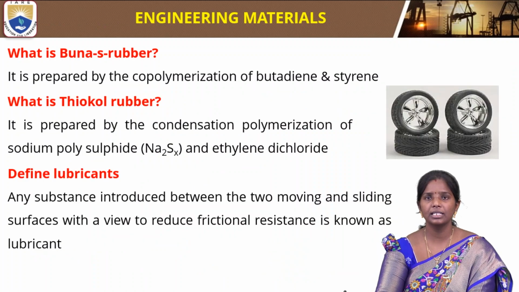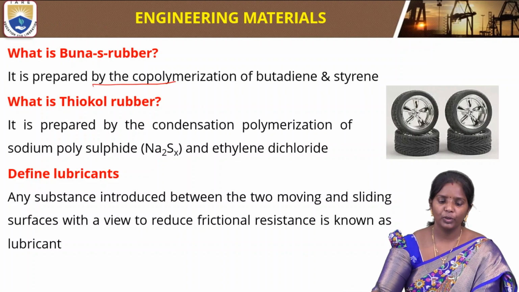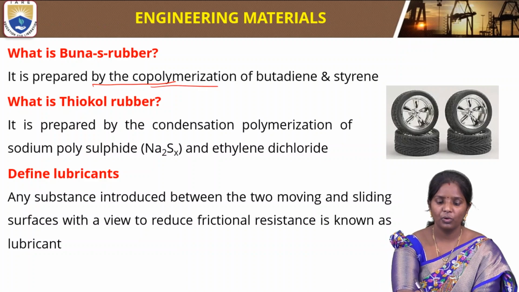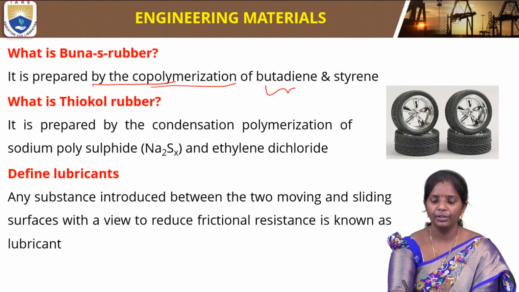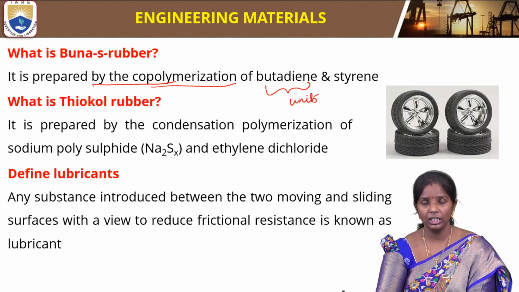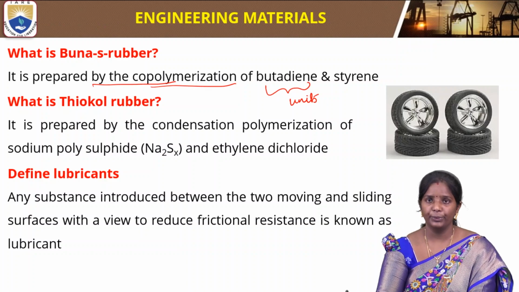Next, what is Buna-S rubber? This is prepared by copolymerization of butadiene and styrene. Why do we call it copolymerization? Because two different repeating units are used here. Butadiene and styrene are copolymerized together to get Buna-S rubber.